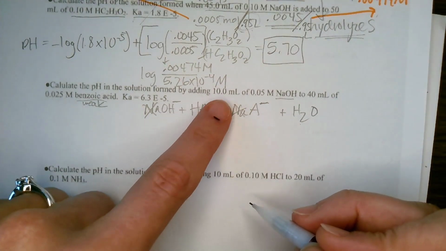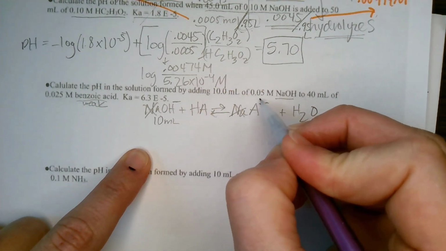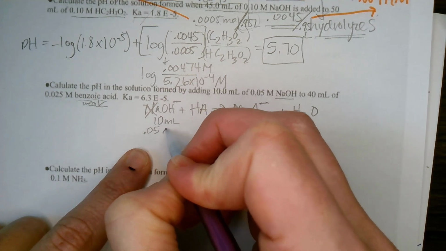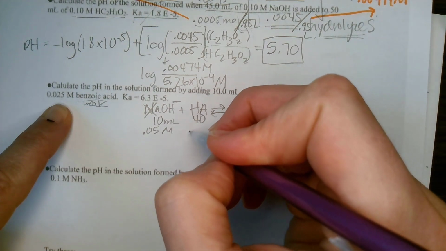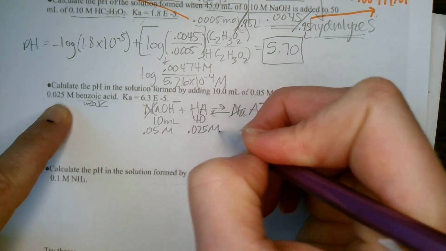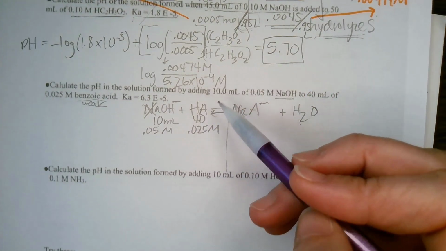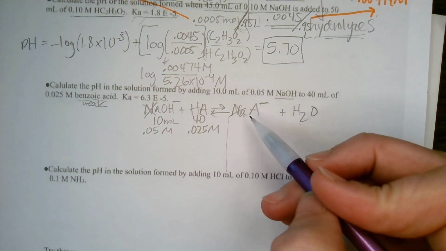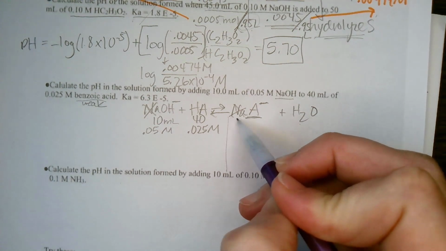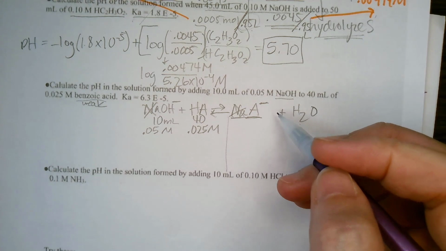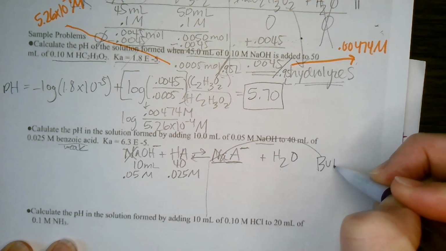Now let's write down that we have 10 milliliters of 0.05 molar. And then of my acid, I have 40 milliliters of 0.025 molar benzoic acid. And we also know that when we have a strong base and a weak acid, it's going to form that conjugate base. It's going to form the salt, sodium benzoate, and that salt is going to hydrolyze, right? So it's going to make that buffer. So we're going to write down buffer.